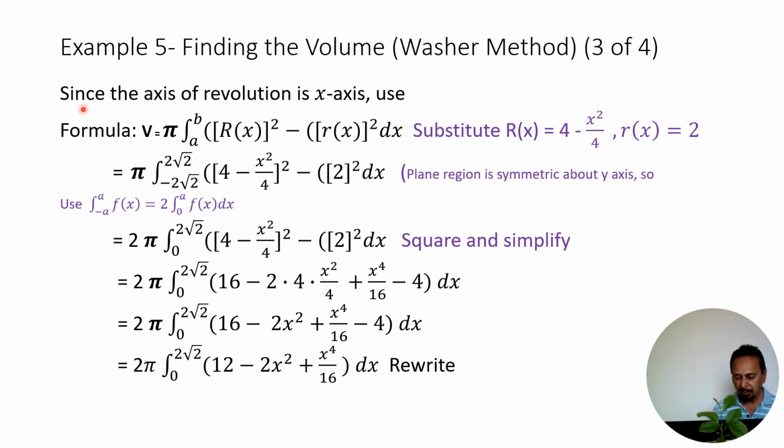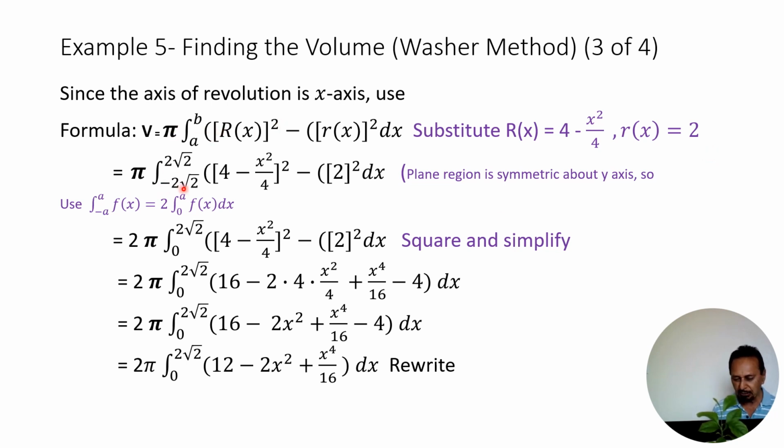Wow. What is the axial revolution? Well, that was the x-axis. Since the axial revolution is about the x-axis and the rectangle was perpendicular to the x-axis, we're going to use this formula: V equals pi times the integral from a to b of uppercase R of x squared minus lowercase r of x squared dx, where R of x is the upper boundary, which is 4 minus x squared over 4, and r of x was the lower boundary of the region, that's 2.